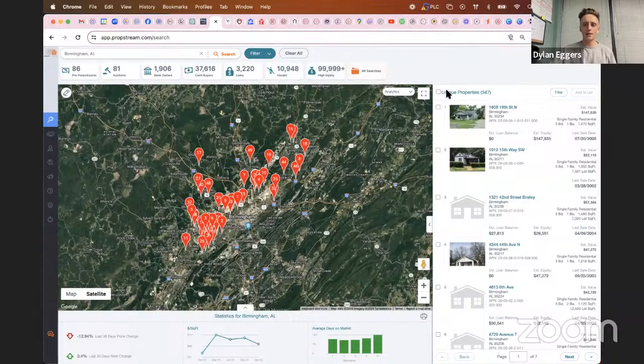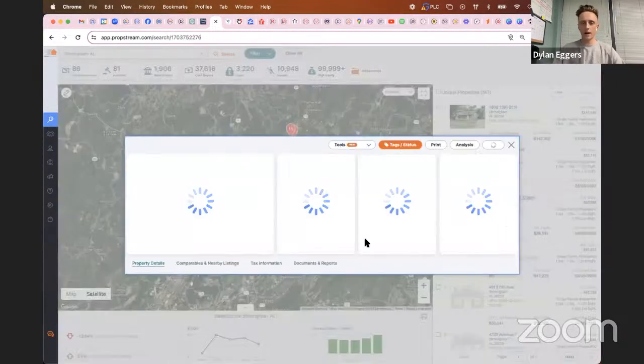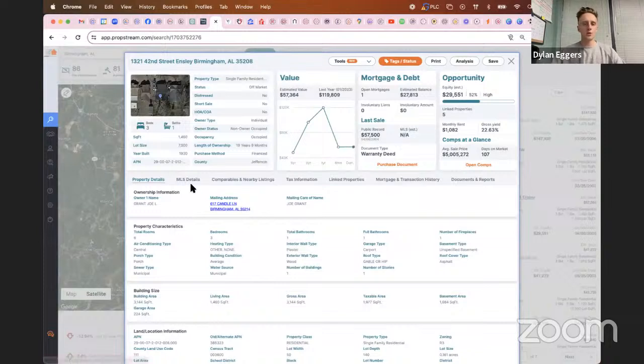I would take these 347 properties, throw them in a skip trace, and start texting these. Hey, my name's Dylan. I'm buying whatever. That's not the best script, but find the right script for it, right? But these are perfect properties that work for probably Section 8 rentals, and these landlords are tired, right? So this is just lead generation.